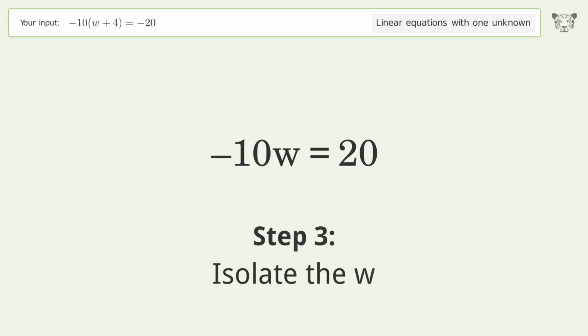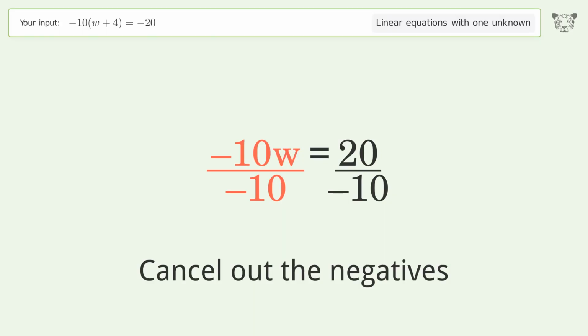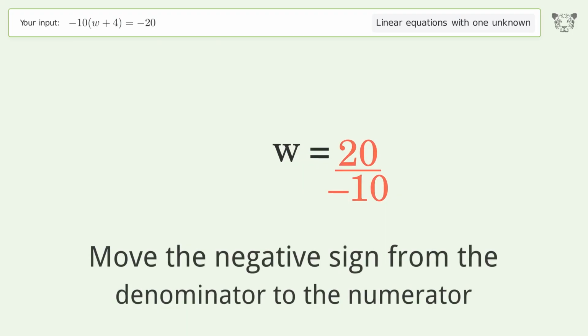Isolate the w. Divide both sides by -10. Cancel out the negatives. Simplify the fraction. Move the negative sign from the denominator to the numerator.